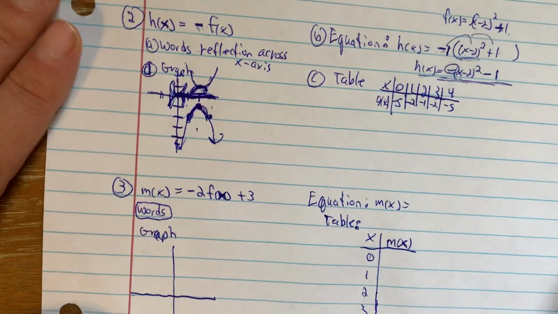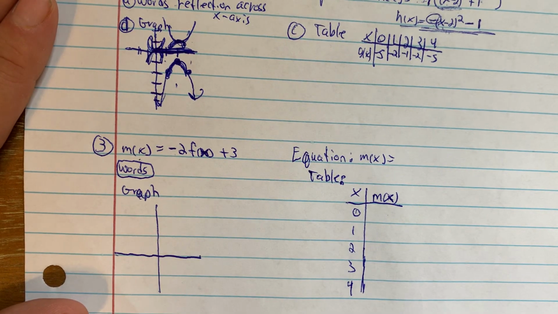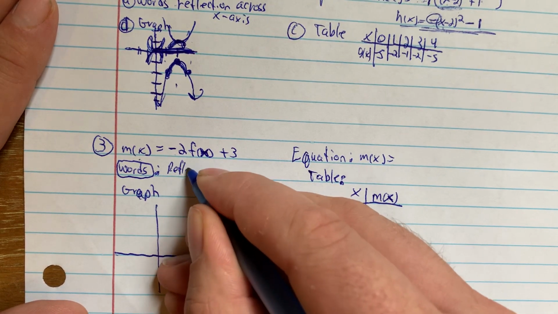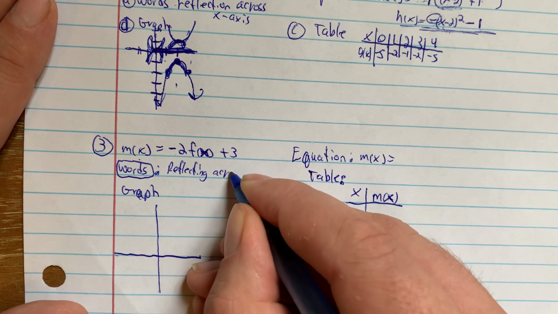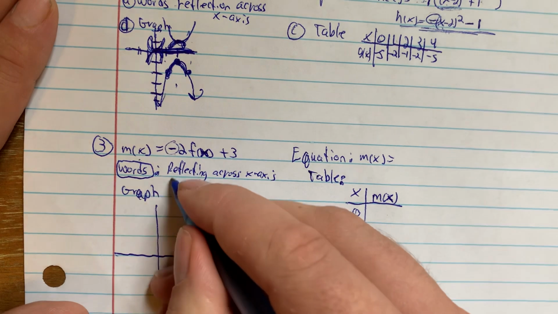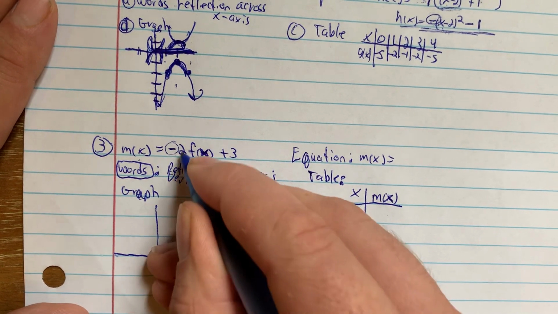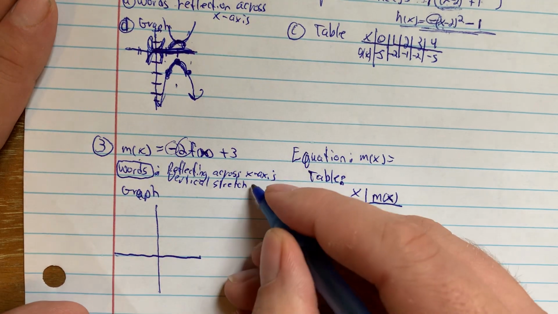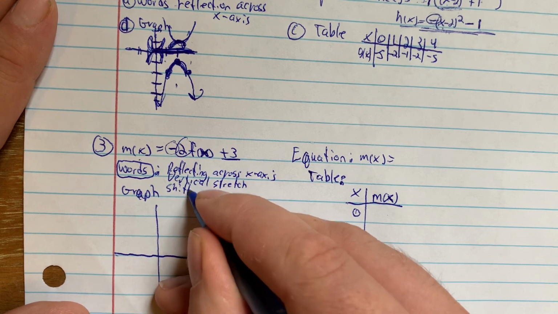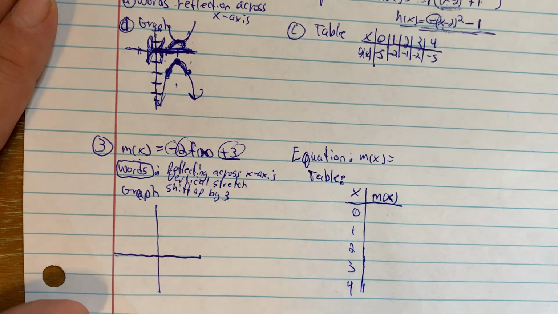All right, how about if we do two things at once? M of x is -2 f of x plus 3. What are the transformations here? Well, we are reflecting across the x-axis. That's what the negative does. Vertical stretch, because 2 is bigger than 1. And we have a shift up by 3 because of the plus 3. So there were 3 things happening here.